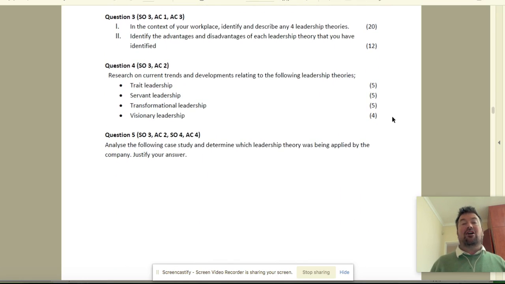Then, in the context of your workplace, identify and describe any 4 leadership theories. Now, we've looked at 5 leadership theories.